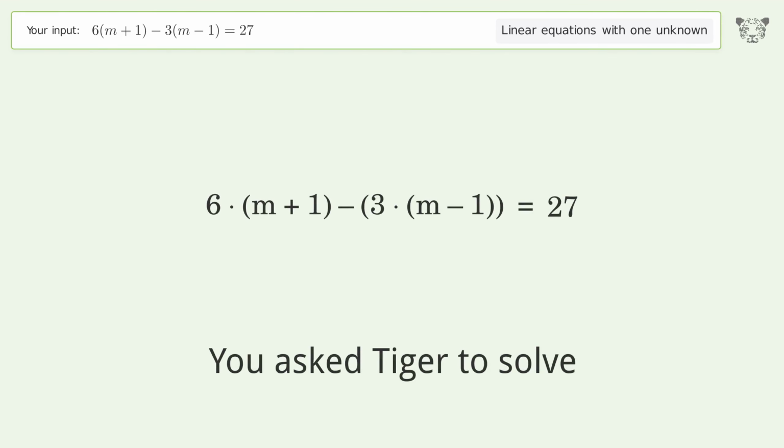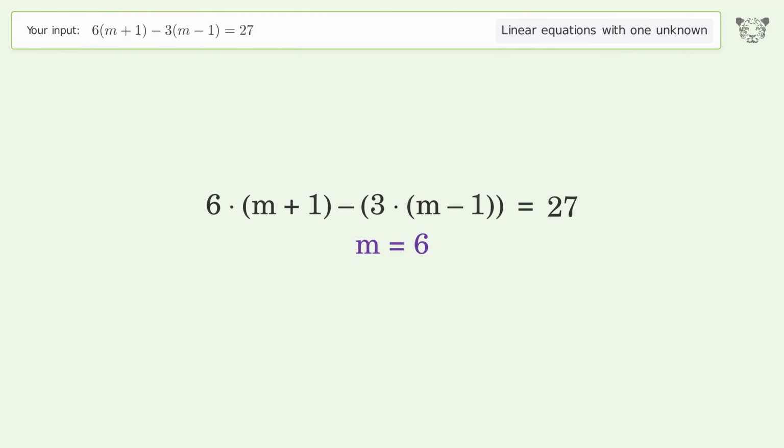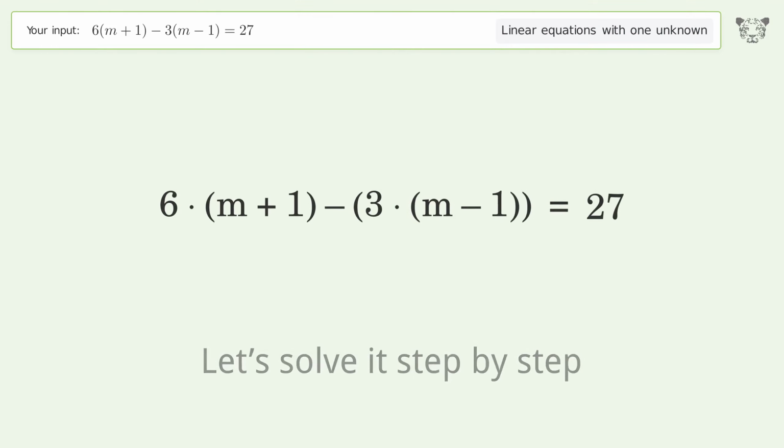You ask Tiger to solve. This deals with linear equations with one unknown. The final result is m=6. Let's solve it step by step.